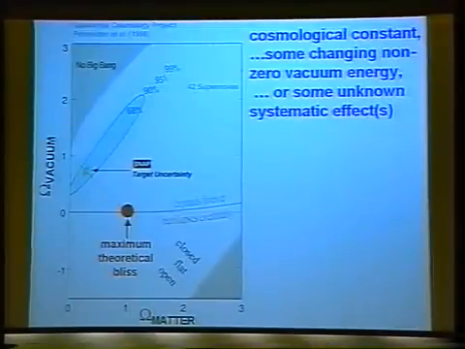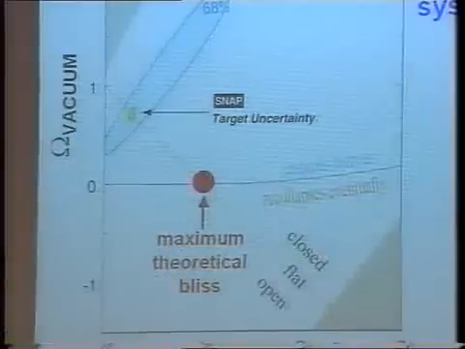Now, the surprising result is that the results are not at this point, which is the point of maximum theoretical bliss. This is the beautiful universe that everyone wants to live in. It is a flat universe with omega matter equal to 1, and it has 0 vacuum energy. Any reasonable universe would be here. The data, however, are many sigma away from this point. The data suggests a universe that has some combination of vacuum energy plus matter.